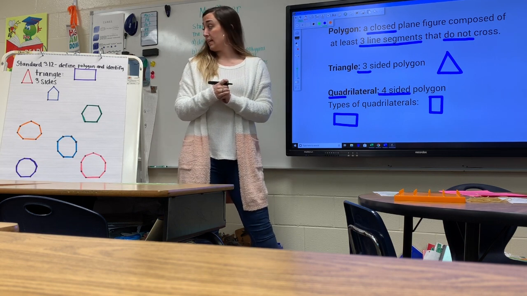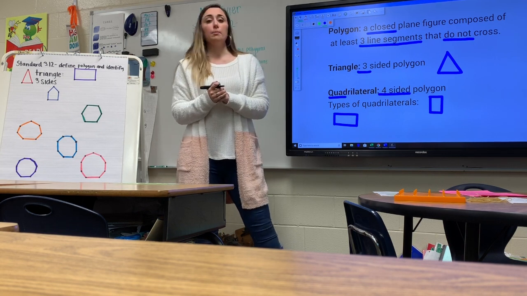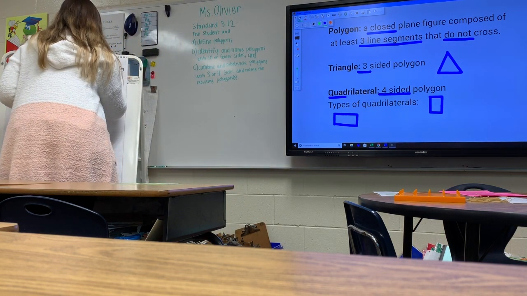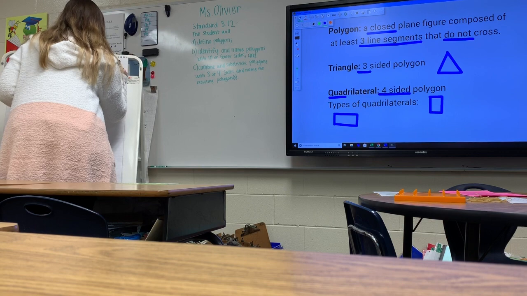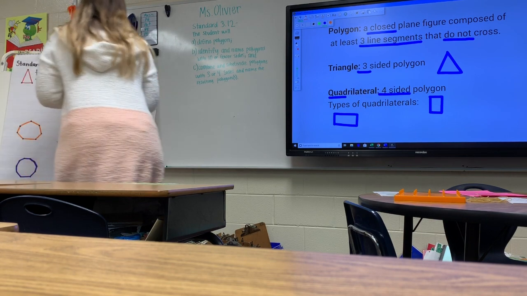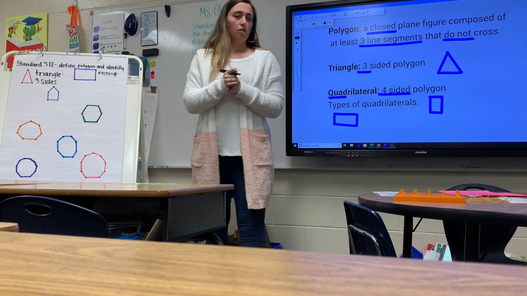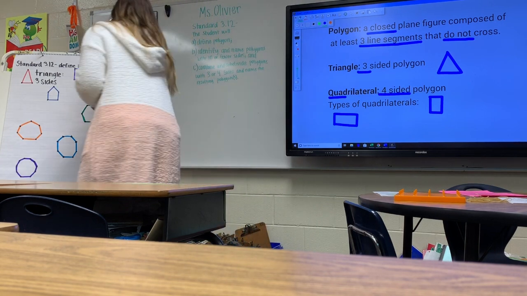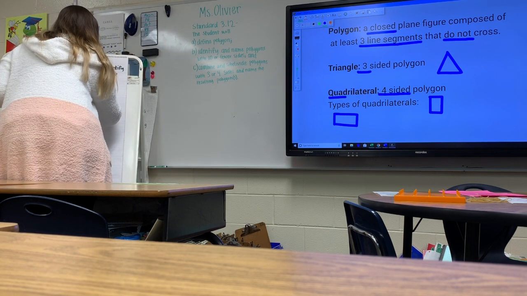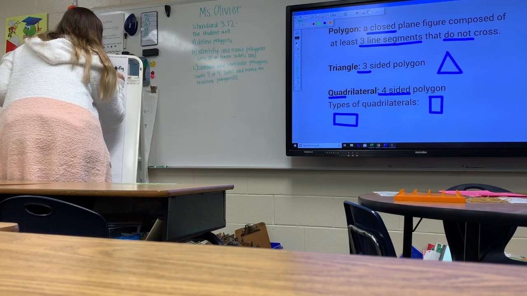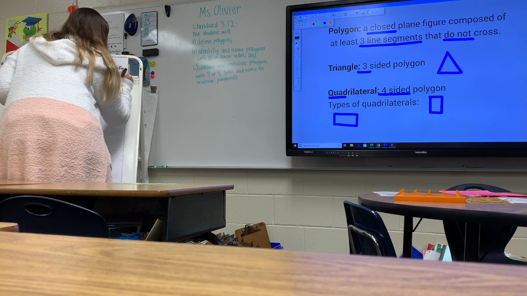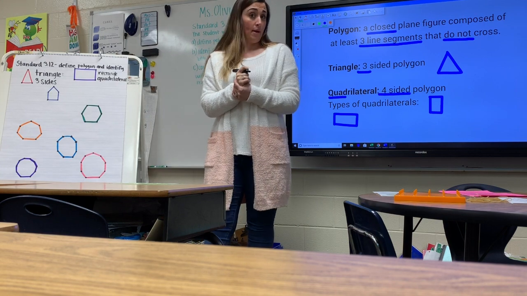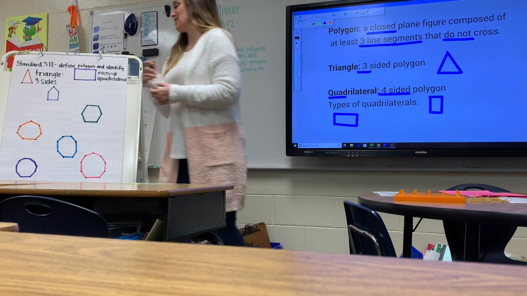Correct, that is a rectangle. So I'm gonna write that up there, but there's also another word for this one. What else could this shape be called? Correct, quadrilateral. So it is a rectangle and a quadrilateral. And how many sides does this shape have? Correct, 4.